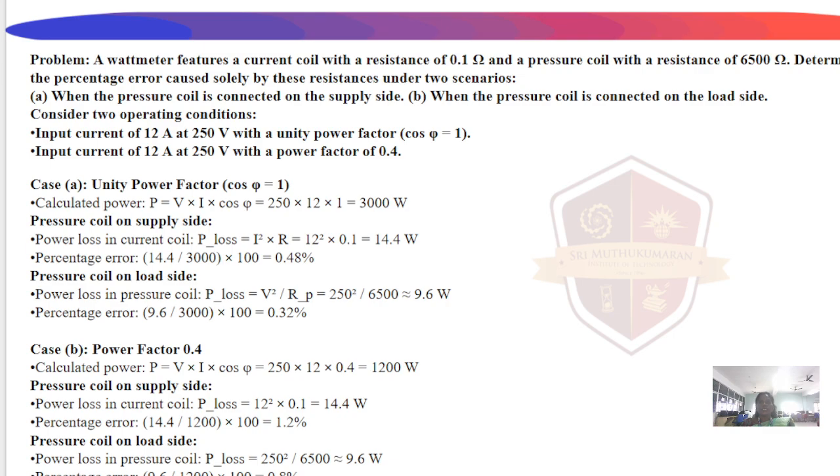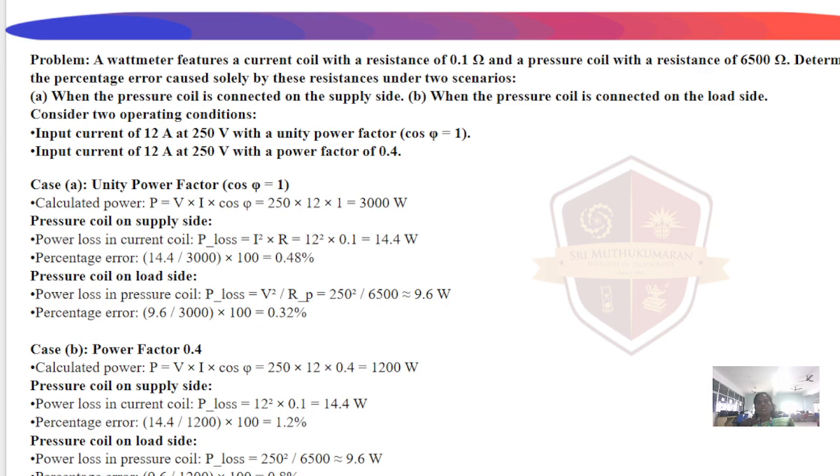If the pressure coil is connected on the supply side, there is power loss in the current coil. So power loss equals I squared into R. That is 12 squared into 0.1. The answer is 14.4 watts. Next, percentage error. Percentage error is equal to 14.4 divided by 3000 into 100. That gives 0.48 percent.